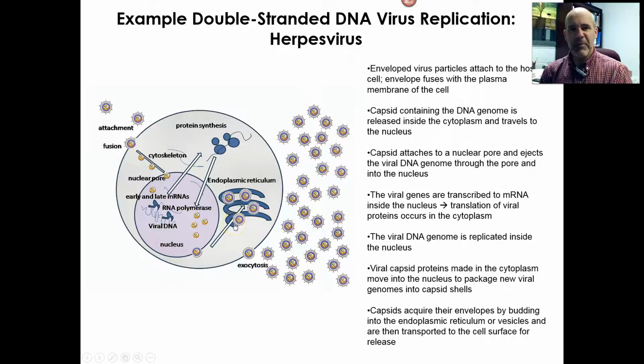Now here's something that's unusual. We've talked about budding, and when we looked at budding before, budding always took place at the surface of the cell. So we would expect the capsid to travel up to the cell membrane and push itself through the cell membrane. The cell membrane would wrap itself around the capsid, and that's where it would get its envelope. But herpes viruses do things a little bit differently. They actually bud into the endoplasmic reticulum.